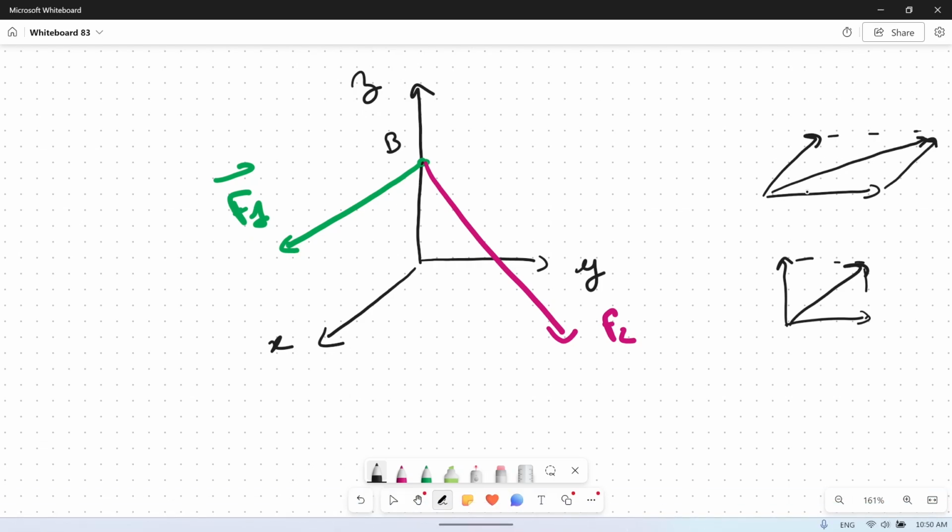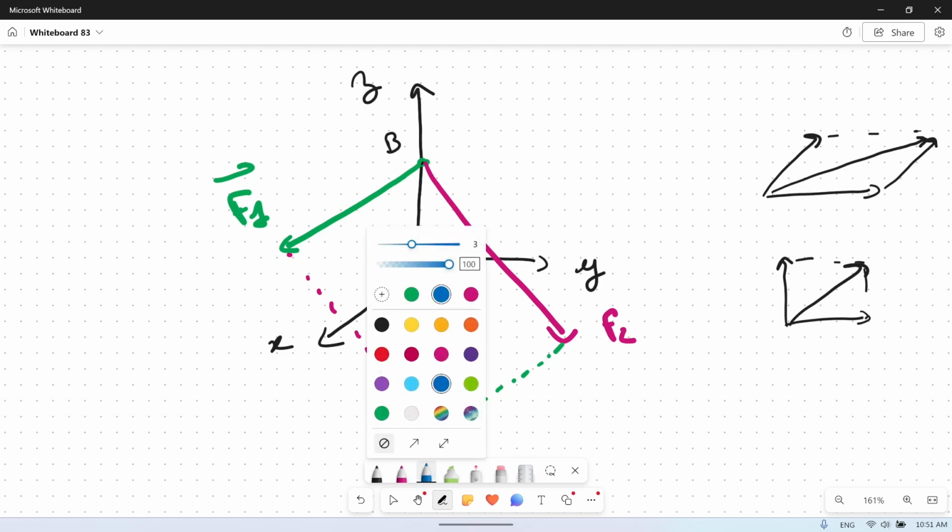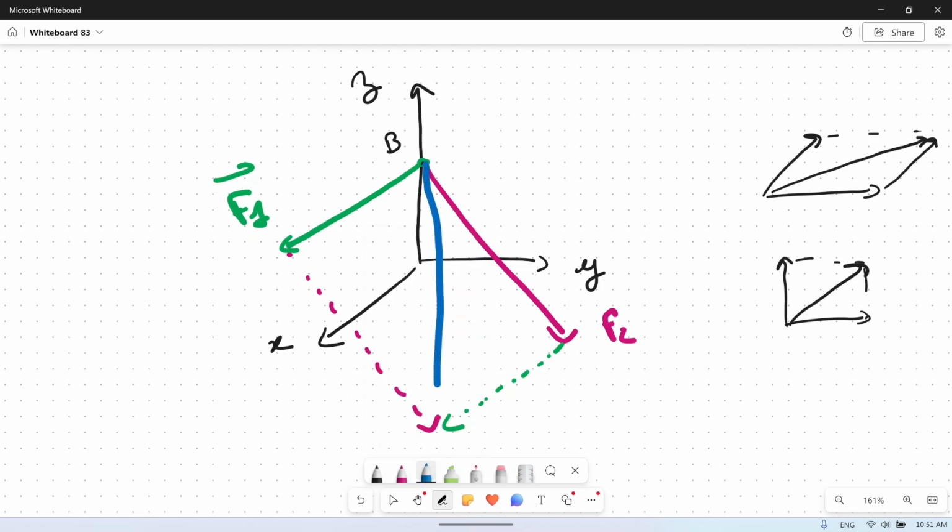This is the exact same thing in 3 dimensions. So you will draw the parallelogram with F1 and F2. This is your equivalent of F1 prime and F2 prime. Where is your FR? Your FR will be this blue vector there. It's hard to measure the exact distance because it's in 3 dimensions, but you can have a sense that the magnitude of FR should be larger than F1 and F2.